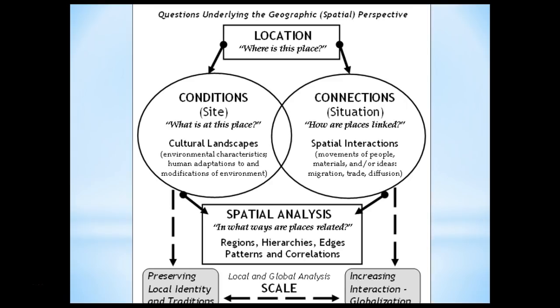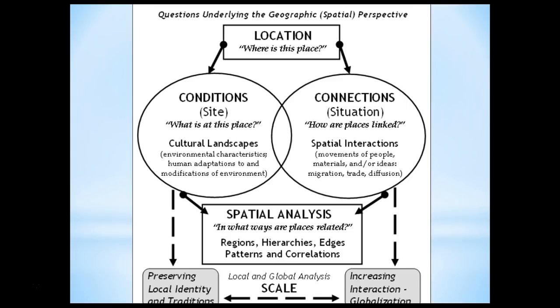So looking at these types of things, when we look at phenomena on a map, when we look at any particular place, we need to take into account these questions of spatial perspective and geography. First of all, where is this place? Next, what is this place? How is this place linked with other places spatially? And that then allows us to get to this level of spatial analysis. What do I see? Where are the edges? Where are the patterns? Where are the correlations? And of course, I have to take into account the scale.